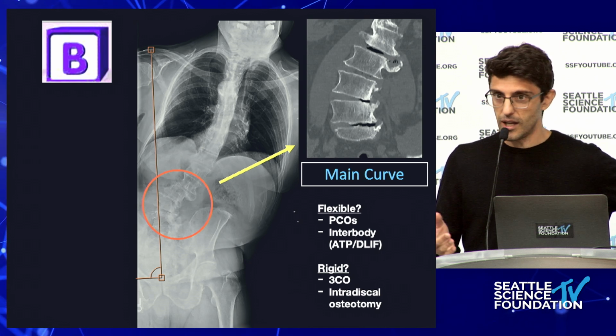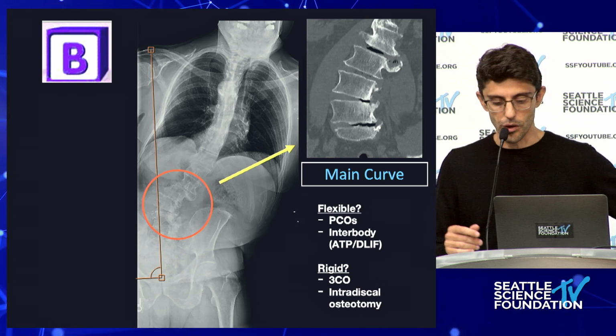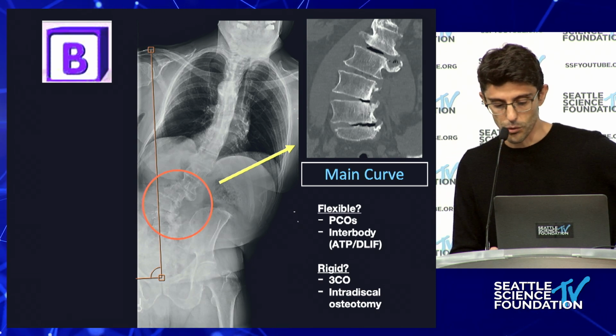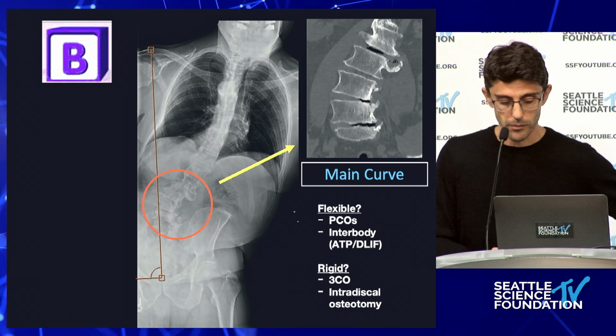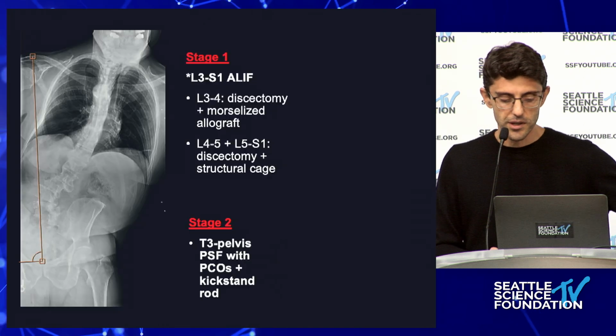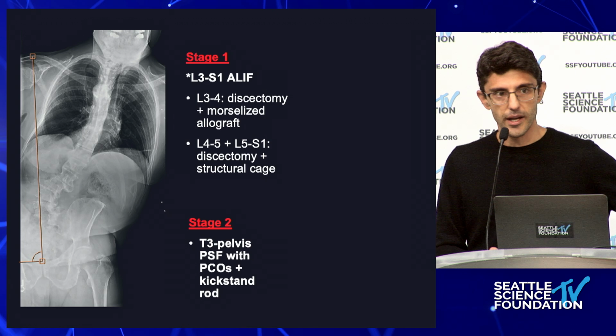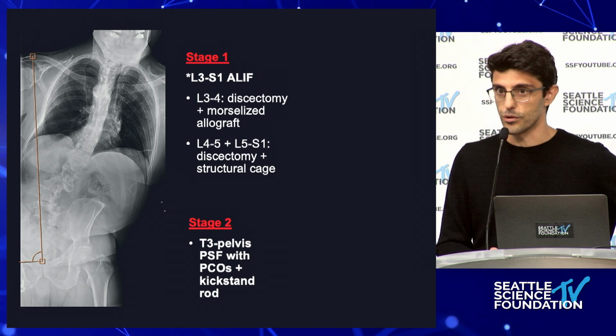When we look at the CT scan, supine, there is a lot of air in all the discs. This is a relative flexible deformity, so we're going to be performing some intradiscal work. And for this patient, we did an L3 to S1 ALIF. We did structural interbody cages from L4 to S1 to help restore the lordosis.